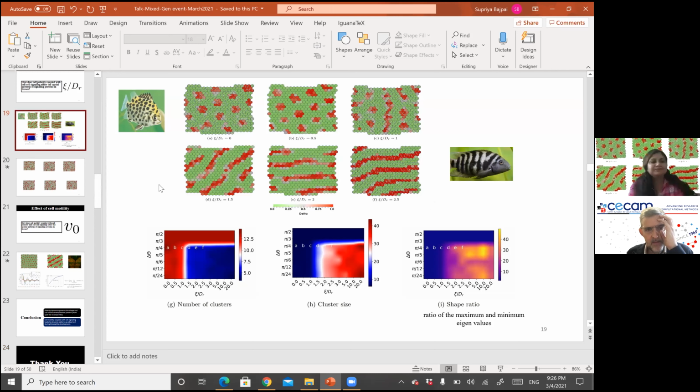So there is no Turing mechanism. This is a contact-based, or contact-dependent, signaling, which is known as lateral inhibition. This is a particular type of signaling where two cells can exchange signals only when they are in contact. There is no diffusion term here for the morphogens.